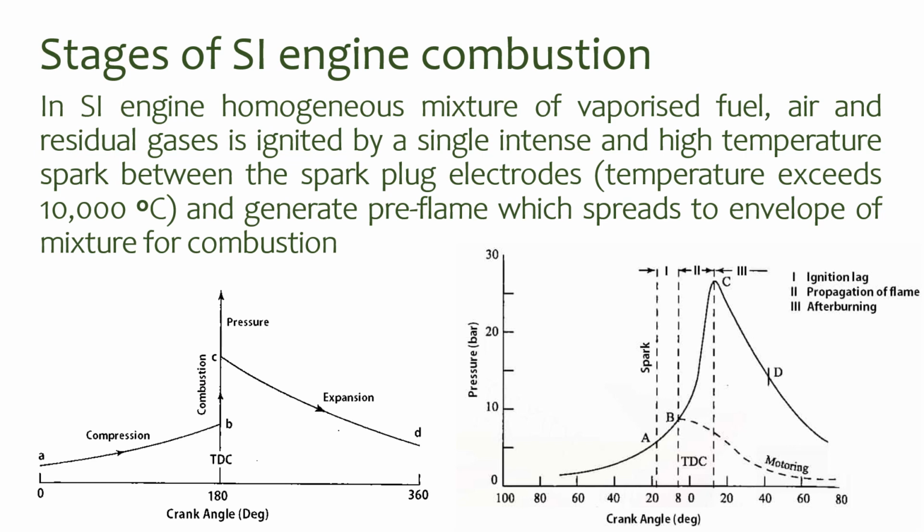In SI engine, homogeneous mixture of vaporized fuel, air, and residual gases is ignited by a single intense and high temperature spark between the spark plug electrodes. The temperature will be around 10,000 degrees Celsius and it will generate a pre-flame which spreads to envelope of mixture for combustion. And we can see from the figure that the combustion in SI engine can be classified into three stages. The first stage is ignition lag, the second is known as propagation of flame, and the third one is afterburning.